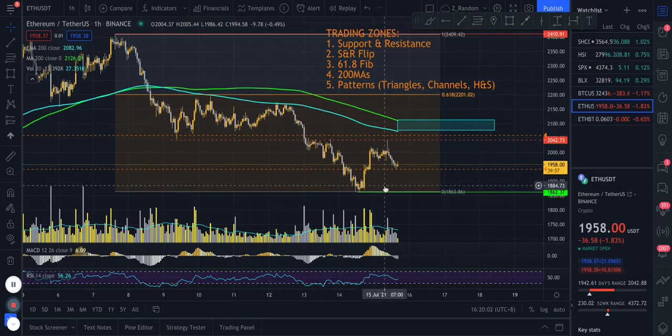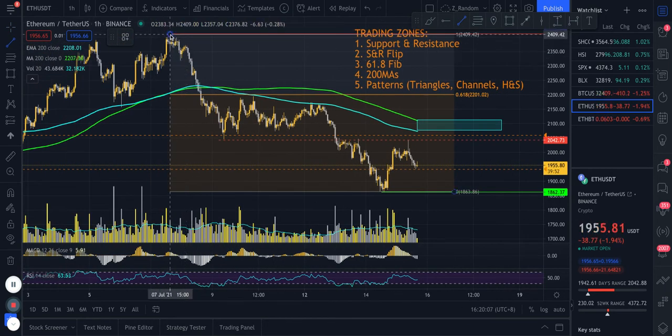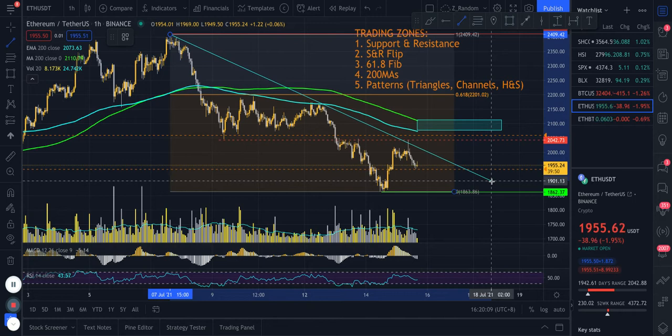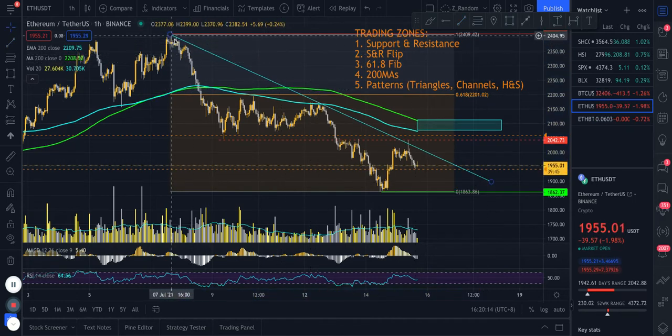So I'm going to get rid of it. But what I do see though is this. I see a falling wedge, right? So if we take this, connect the highs from here to here.